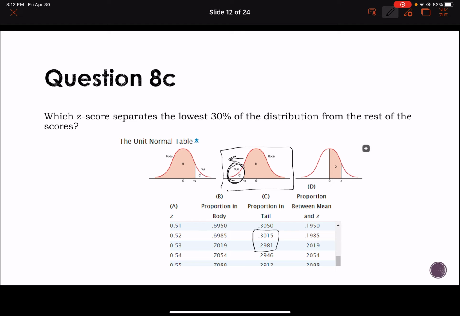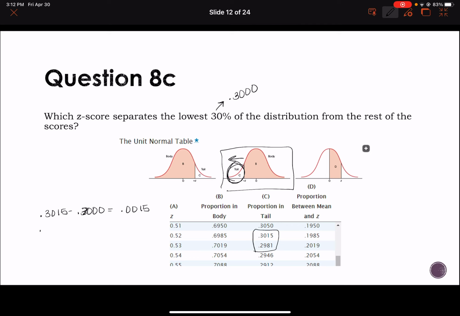So again, we're going to do our subtraction. Remember that 30% is 0.3000. So we're going to have 0.3015 minus 0.3000. That's going to give us 0.0015.